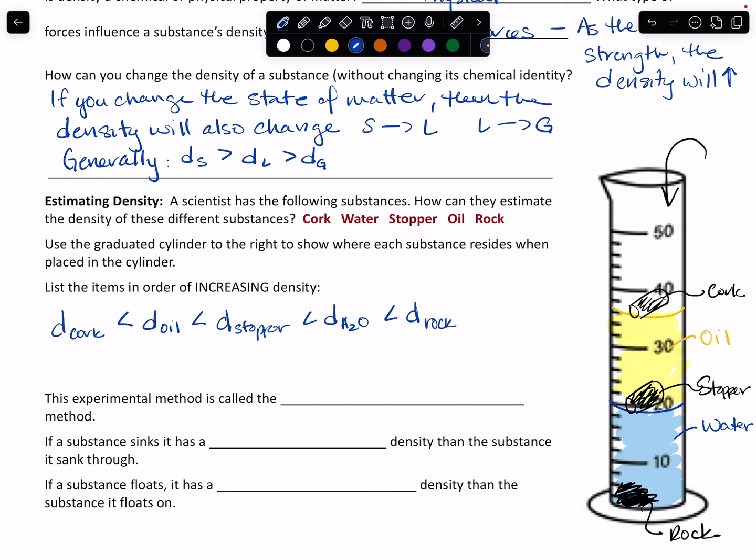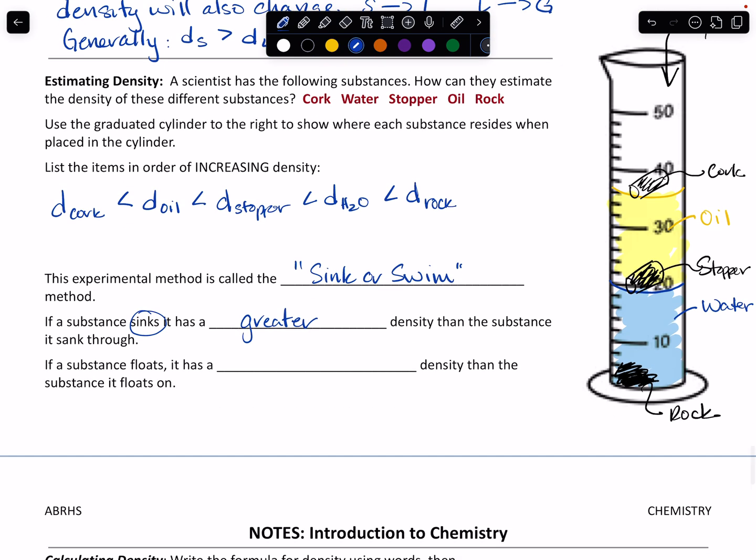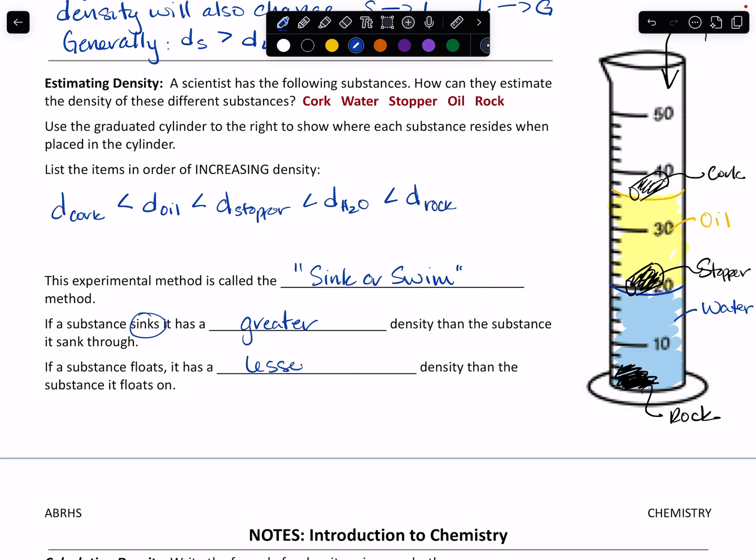This experimental method is called the sink or swim method. If a substance sinks, it has a greater density than the substance it sinks through. If a substance floats, it has a lesser density than the substance that it floats on.